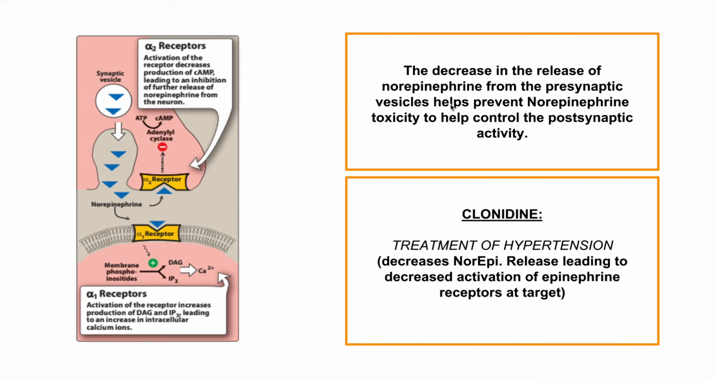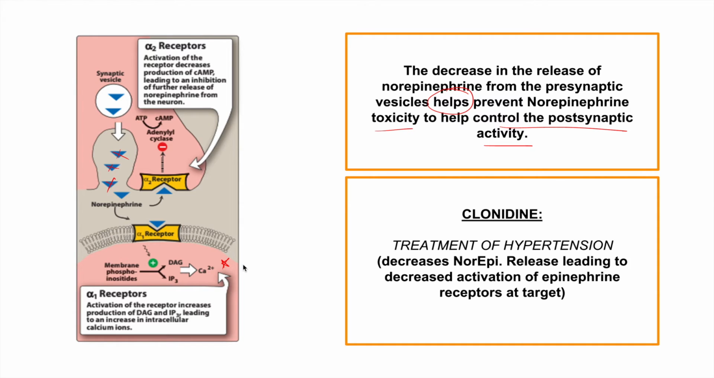Okay. So, furthermore, the decrease in the release of norepinephrine from the presynaptic vesicles will help prevent norepinephrine toxicity to help postsynaptic activity control. So remember this. This is a picture from our reference that alpha-2 receptors, the activation of receptor decreases the production of cyclic AMP, leading to the inhibition of further release of norepinephrine from the neuron. So norepinephrine then is decreased in release. However, on the postsynaptic membrane, there's alpha-1 receptor, which actually accepts all of these norepinephrine and causes an action in the target tissues.